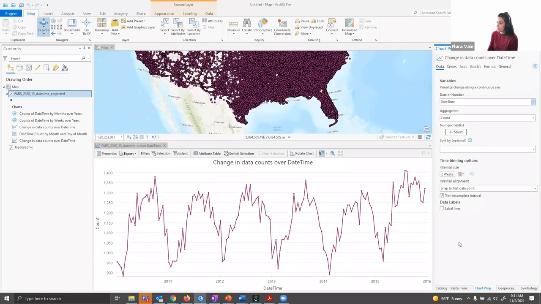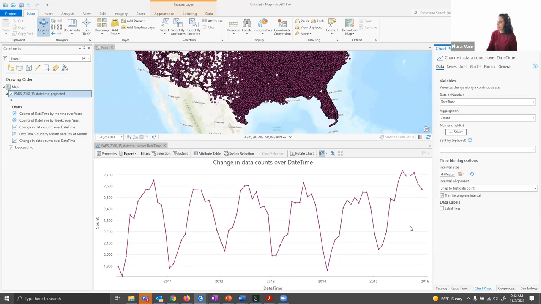So based on the extent of the data, an algorithm calculated 2 weeks, but we could look at this as 4 weeks, perhaps, if that was a more relevant time frame and kind of smooths out that line. And you'll notice that every single one of these data points represents 4 weeks of data. So we're not going to be misleading like that line chart that I showed you earlier that was comparing full years to months. And we also have this trim incomplete interval control, which is important.